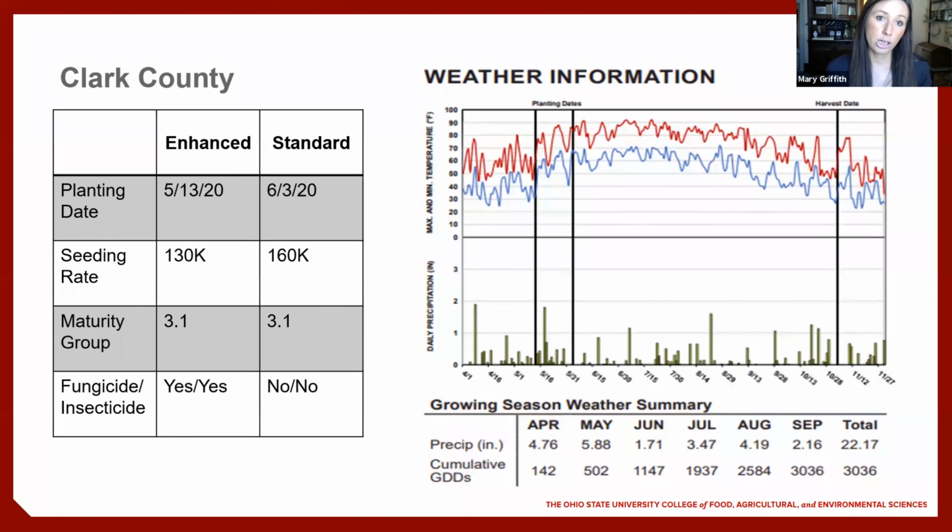The enhanced treatment was planted on May 13th, with the standard treatment planted 3 weeks later on June 3rd. Each treatment was harvested on November 3rd. And you can see that in April and May in this area, we had a lot of rain. So the planting dates were a little later than they would ideally be. They did get some timely rains in July and August in this area. So there wasn't a lot of drought stress, and there also wasn't a lot of disease or insect pressure in this particular trial.